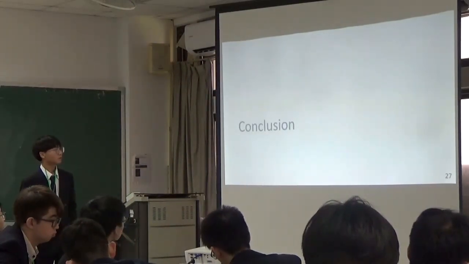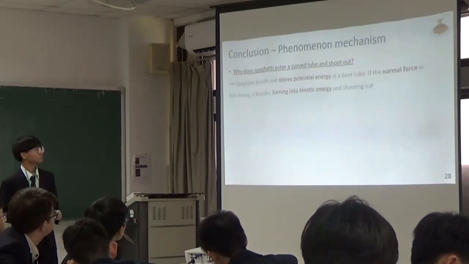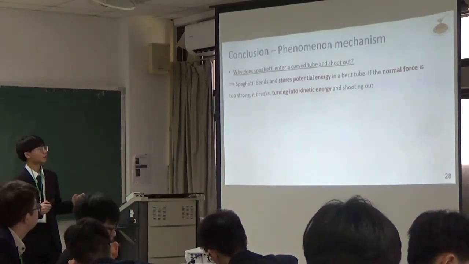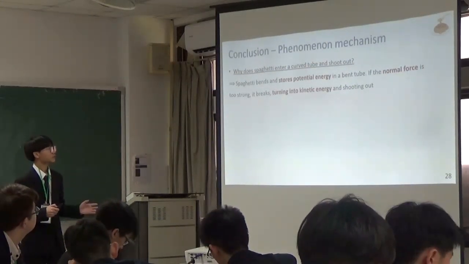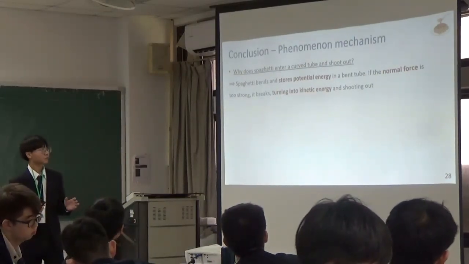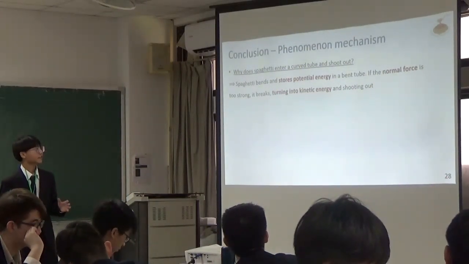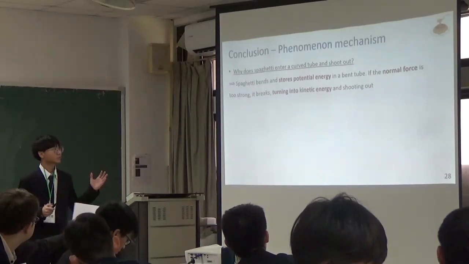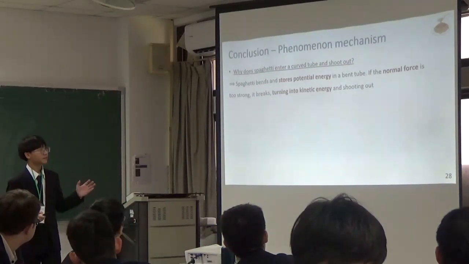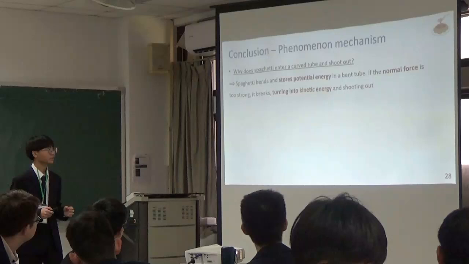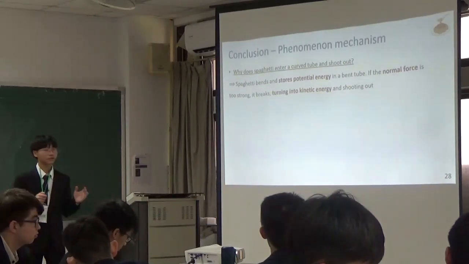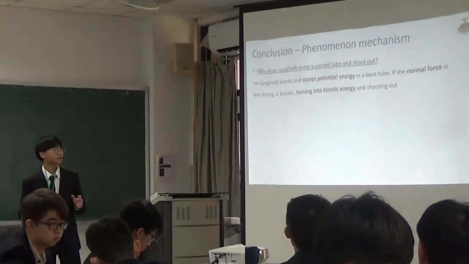Okay, then we'll go to the conclusion. First is our main focus question: why does the spaghetti enter a curve and shoot out? The answer is the spaghetti will bend and store potential energy in the bending tube, and if the normal force is too strong, it will break into pieces and turn the potential energy into kinetic energy.